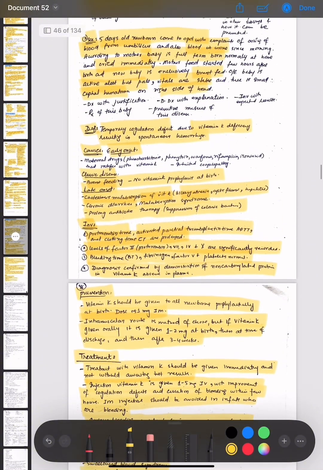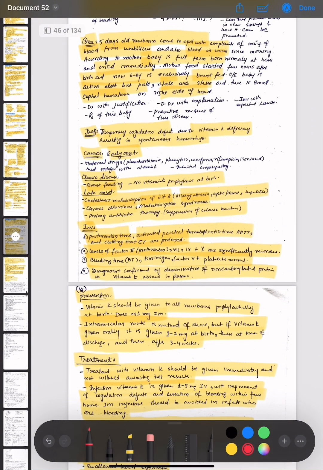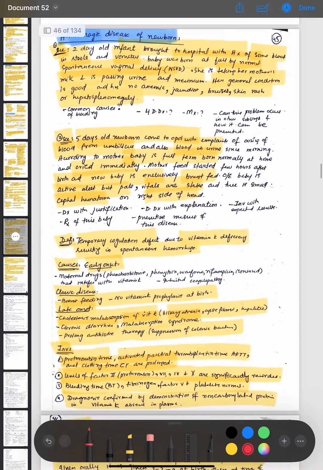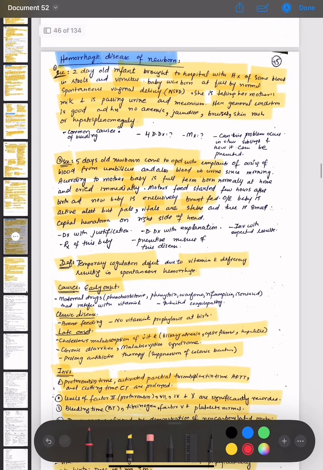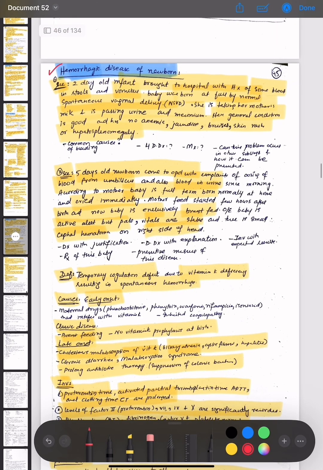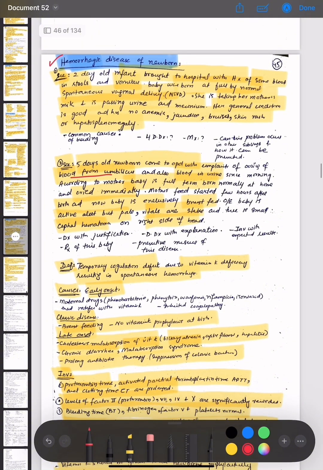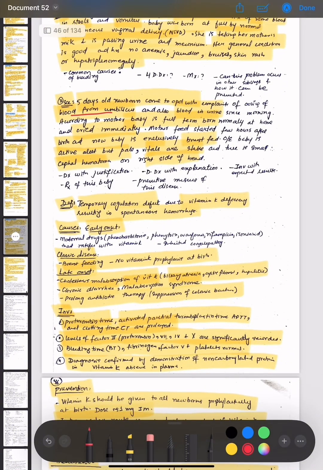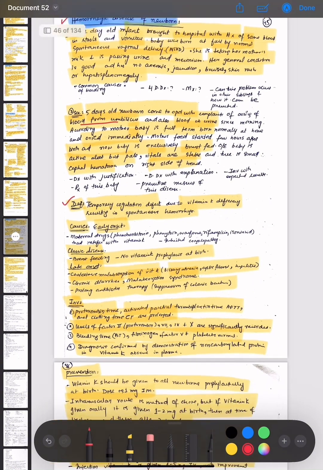So we have discussed one of the common topics, that is hemorrhagic disease of the newborn, and we have some symptoms that there is bleeding from the patient while passing the stools, and there is meconium present, and also we are having the history of blood from the umbilicus. So the definition is temporary coagulation defect due to vitamin K deficiency. We have discussed the causes of the early onset hemorrhagic disease and the late onset.